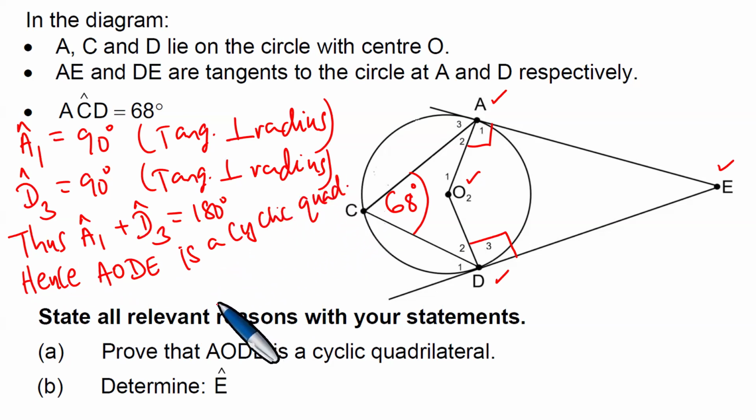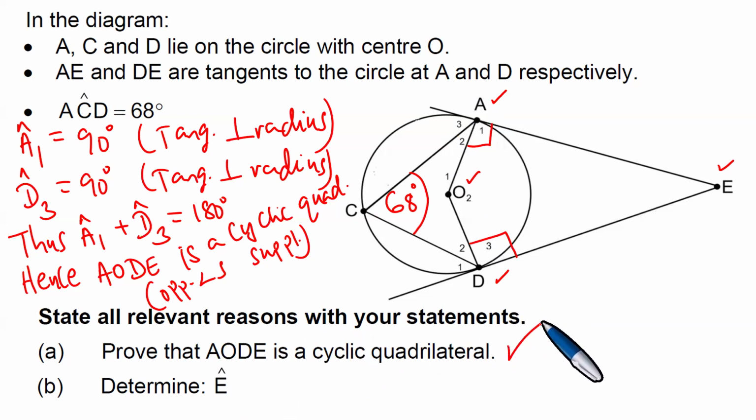Why is it a cyclic quad? It is a cyclic quad because the opposite angles are supplementary. And if the opposite angles are supplementary, then it is most certainly a cyclic quad. Okay, so we have been able to prove that AODE is a cyclic quadrilateral.